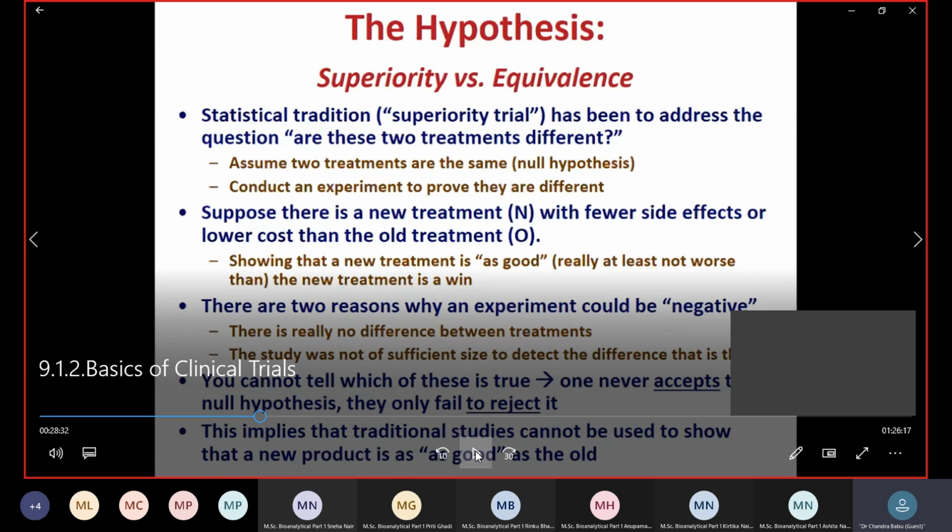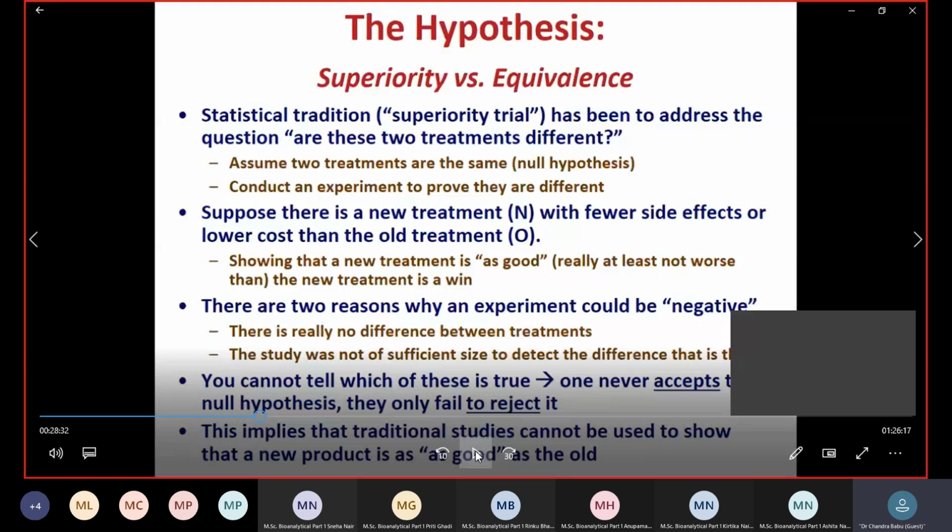So guys, this was about what exactly the hypothesis is, and comparing superiority versus equivalence, which is all the time studied in clinical research, looking at the best fitment for the drug to be taken further for studies and released for human usage. The statistical assumption is the null hypothesis, which says the two treatments are the same as an existing treatment, or you conduct an experiment to prove that they are different. That's the way it goes.